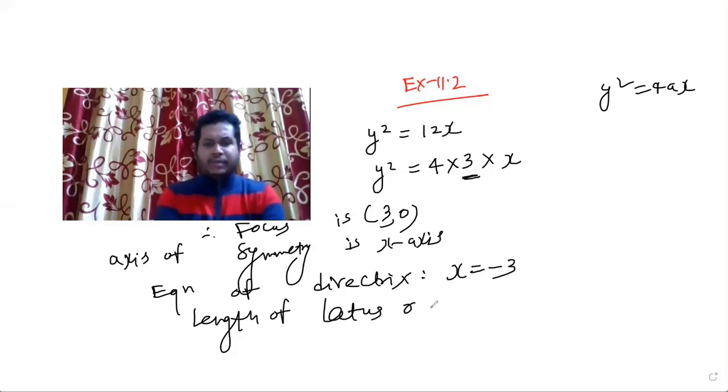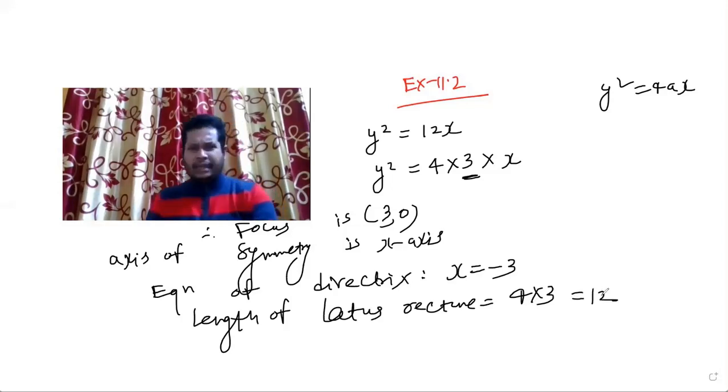rectum is 4 times a. So in this case, it will be 4 times 3, so that will be 12. So these are the 4 things that they have asked. So we can easily do it in this way. Okay, I guess it's quite clear.